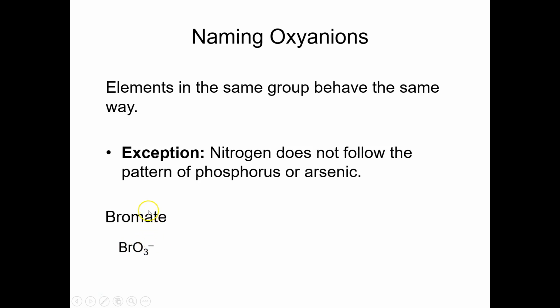Because we know from chlorine that in the halogens, if it's got 4 oxygens, it's per. Then bromate is 1 less oxygen than the per. If the per is 4, then the ate is going to be 3. Bromate is BrO3 minus.